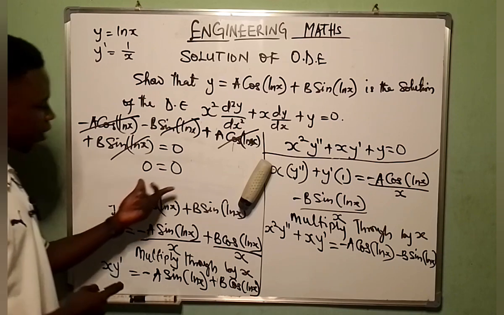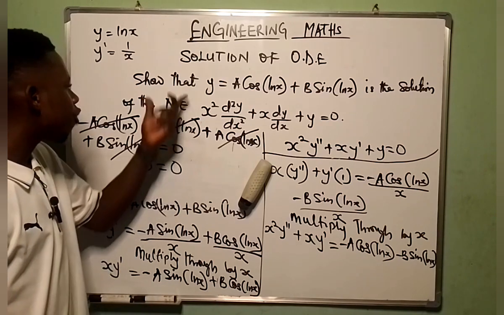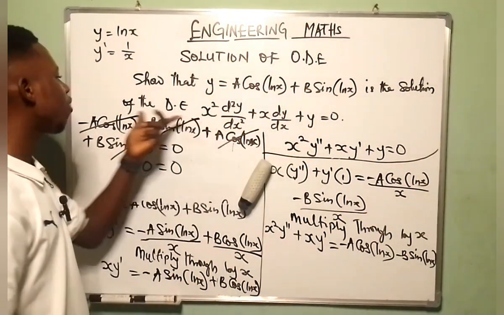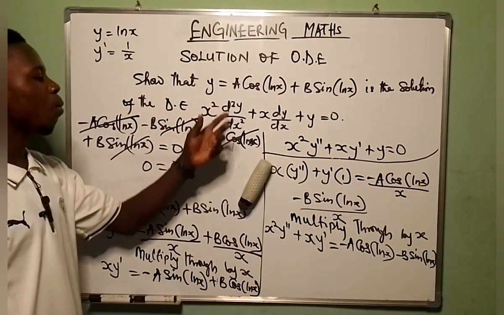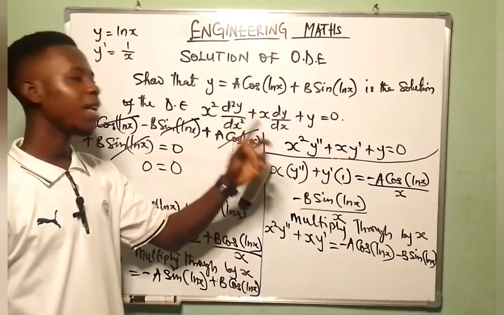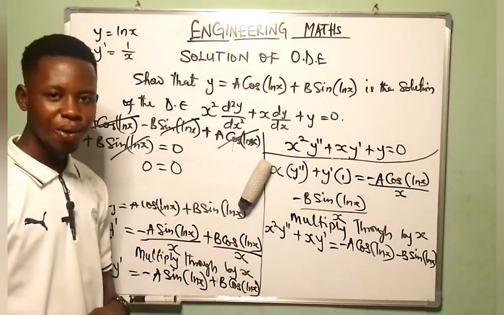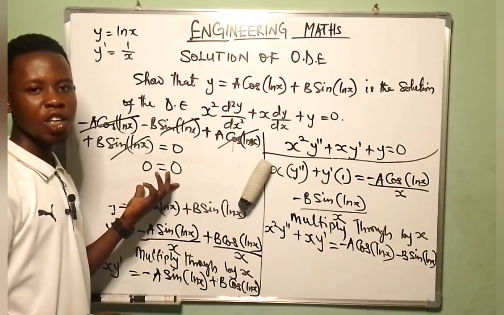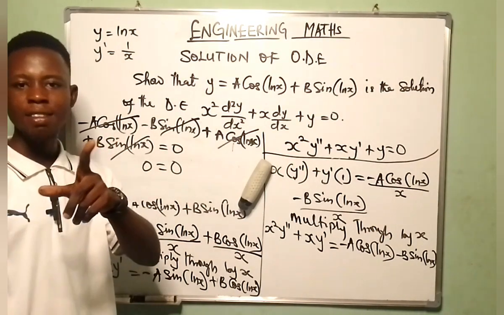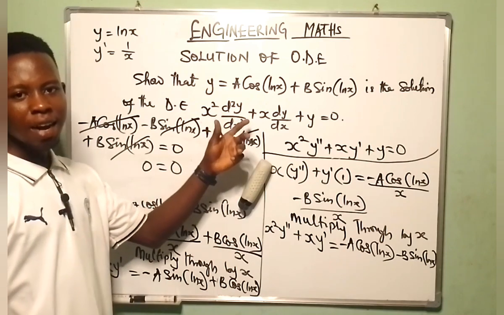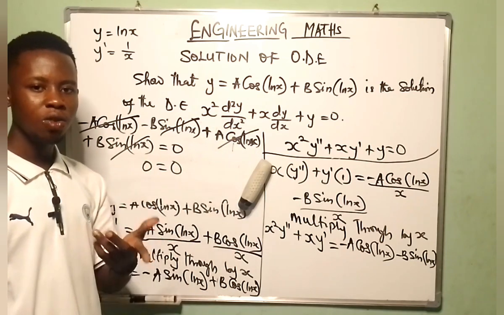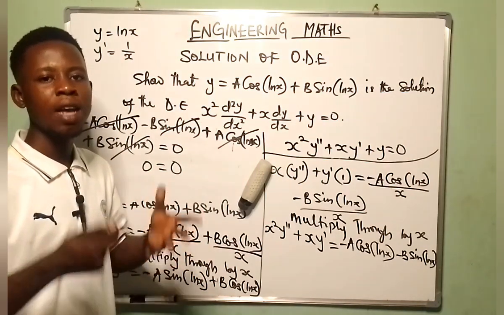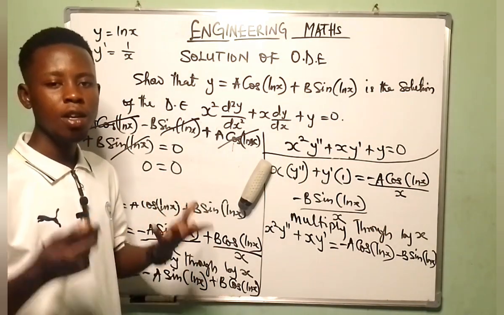Now from this, it will tell you that the function which is a cos ln x plus b sin ln x is a solution of the differential equation x squared d squared y over dx squared plus x dy dx plus y equal to 0. So this is a solution of a differential equation. And then another thing that you have to understand, this is a general solution. Why do we call it a general solution? Because it has an arbitrary constant and does not come with an initial or boundary condition.